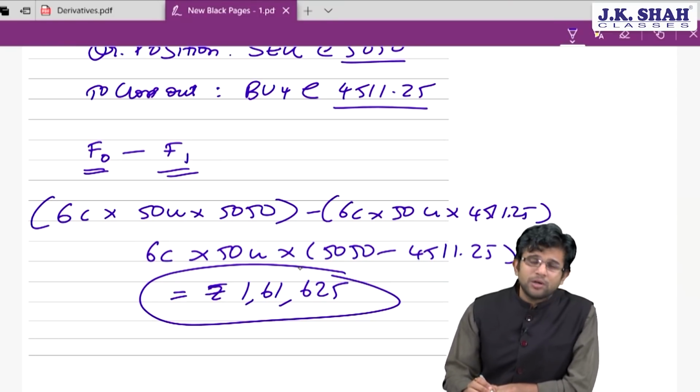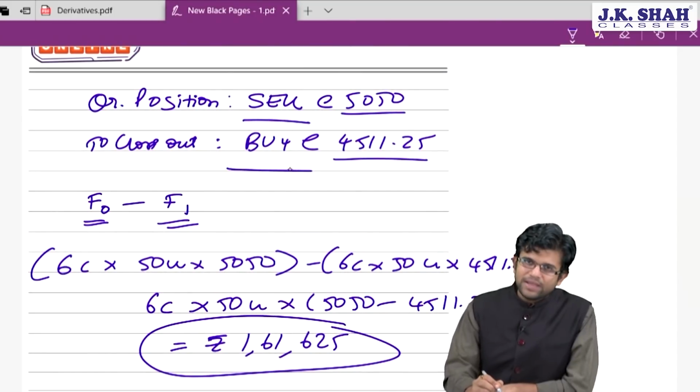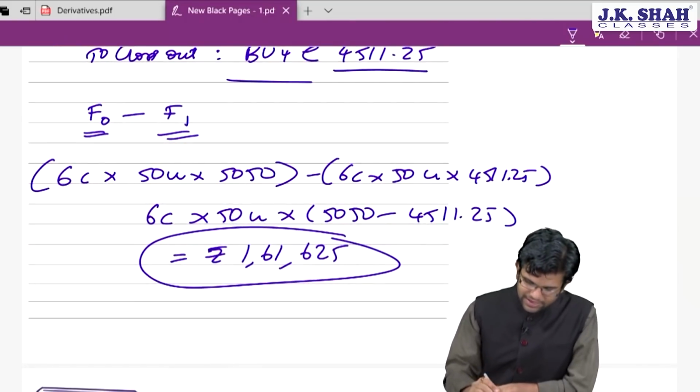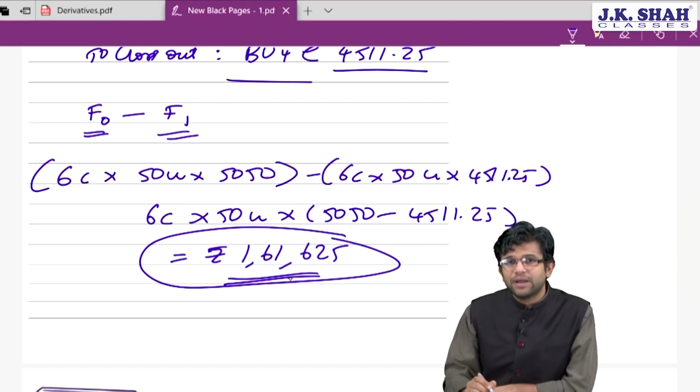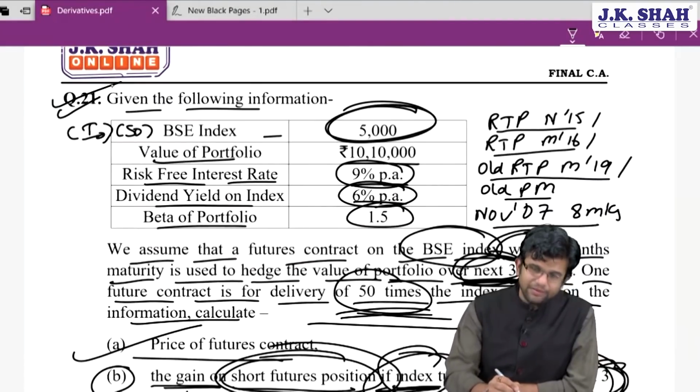Yes, to close out a short position, you have to take a long position. Buy, correct? Original was short. To cancel, to close out, we buy. The gain we are enjoying in the futures market is 1,61,625. Yes, and with that, students, we complete your question number 21.